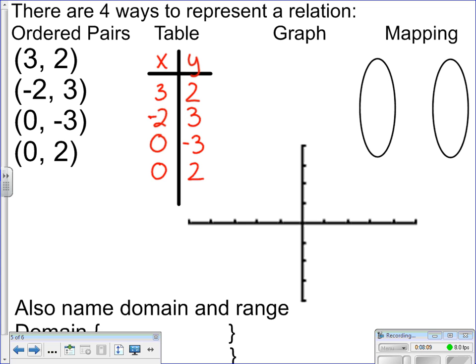That is a table. Now you should be able to, if I gave you a table, write the ordered pairs. Or if I gave you ordered pairs, write the table.